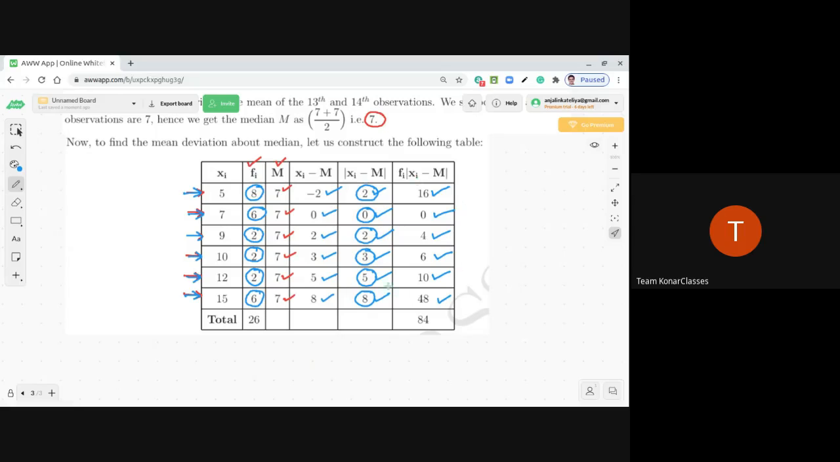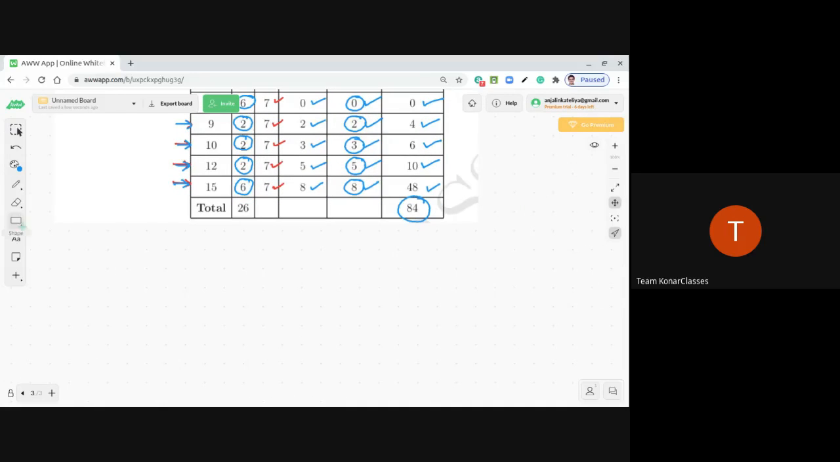Now, all these values in the last column, that is fi into the absolute value of xi minus m, have to be added, and we get 84. Now our task is pretty simple: to find the mean deviation about median for this given data set. How do we find it? It is quite simple. Let me show it to you. That is 84 by 26, and that will become 3.23.